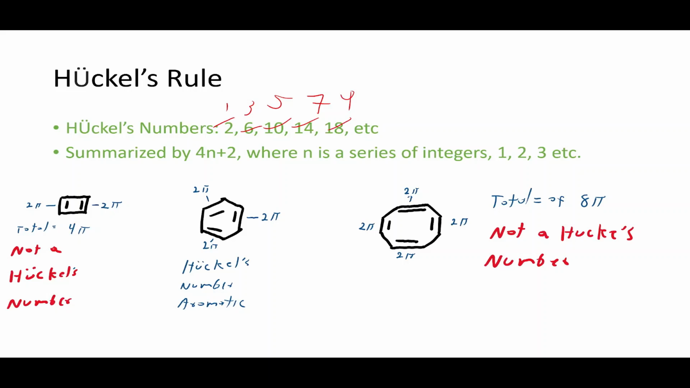So we can see here why the first compound does not meet Huckel's rule: it has an even number of pairs of electrons. And then the second compound, the benzene ring, does actually meet Huckel's rule because it has an odd number of pairs of electrons. And then the third compound also does not meet Huckel's rule, so it is not aromatic.